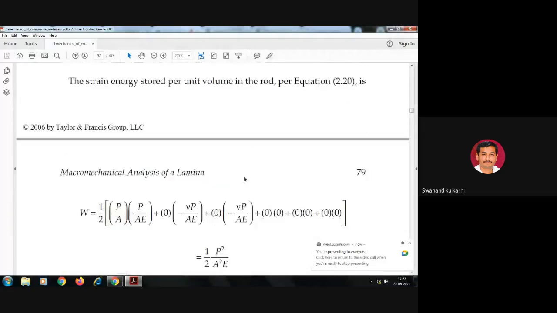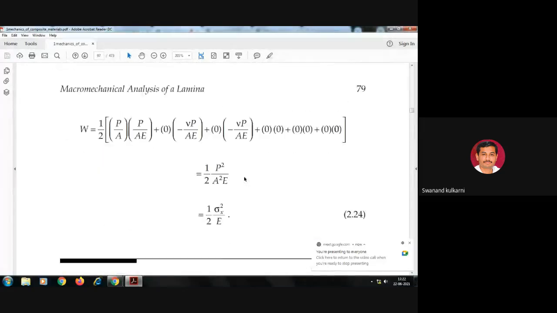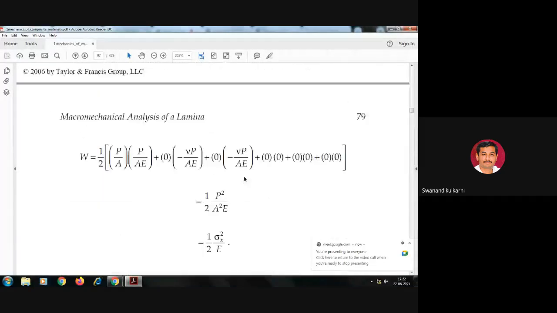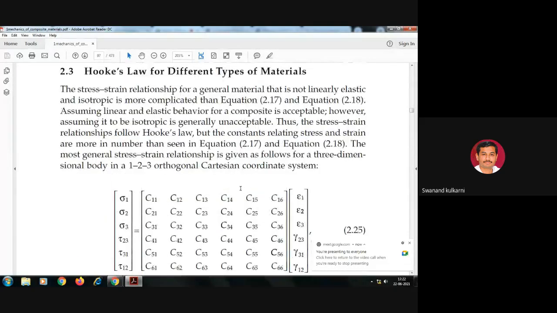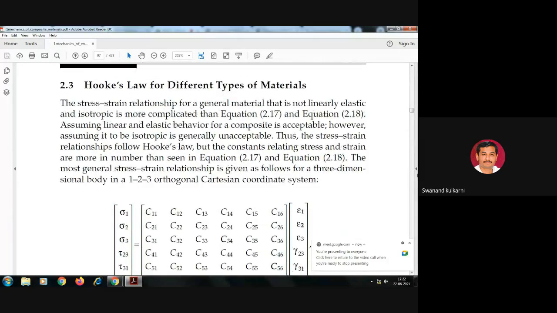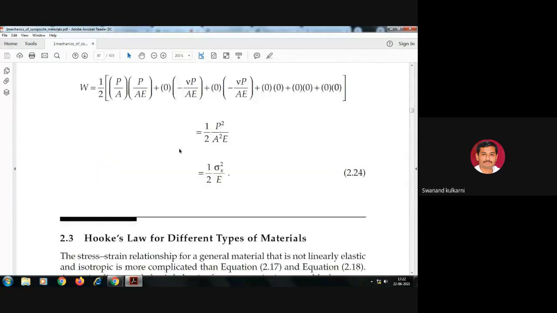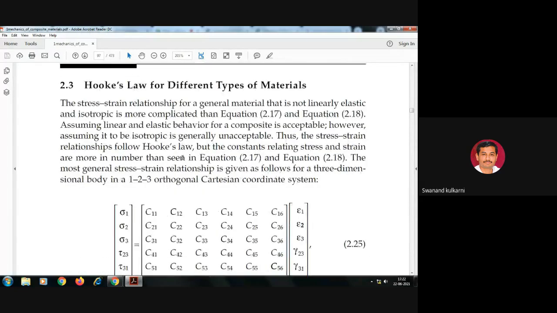So we have started with this macro mechanical analysis of lamina. Before the discussion of this lecture, we have seen the basic concepts of macro mechanical. What is meant by micro mechanical analysis and macro mechanical analysis?